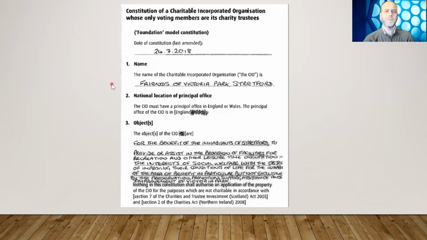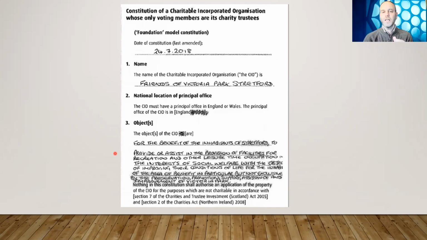Pretty straightforward. What's the charity called? Friends of Victoria Park Stretford. Great. What are its objects? Now, this is a key one. This sets out what the charity has been established to achieve, for whose benefit and in what ways. This sets out the scope of its reach. It says the charity can do anything it wants as long as it falls within this definition.